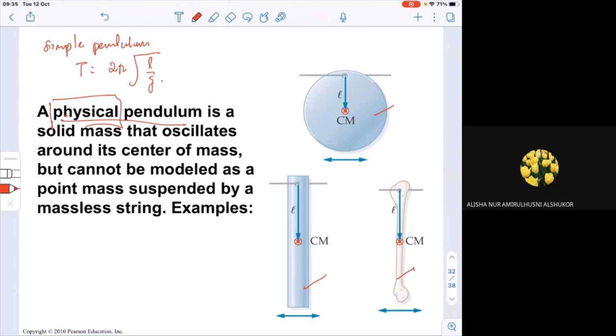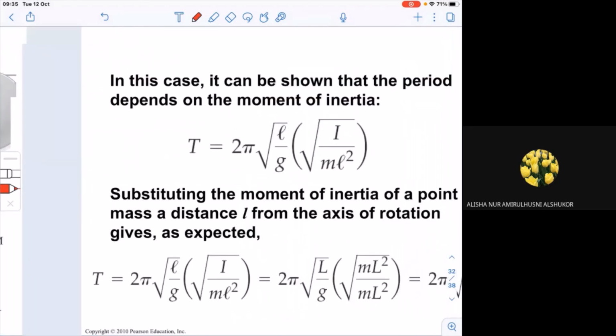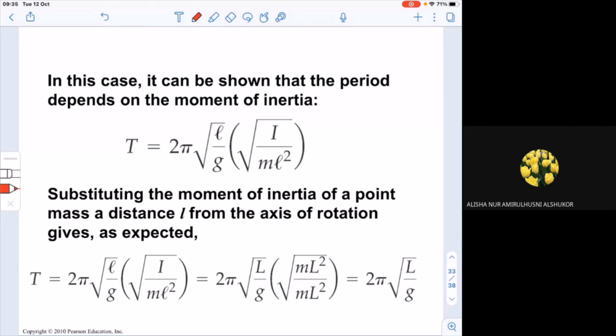If we are using things to hang the mass, using bones or a ruler and not thread as usual, this one is called a physical pendulum. Yes, it's also a pendulum because we can get a period, but it's not a simple pendulum. For a simple pendulum, L over g, the factors that affect the period are length and also gravity. But on this physical pendulum, what factor will affect the period? The answer is this one. In this case, it can be shown that the period depends on the moment of inertia. We have learned about the moment of inertia, but this one is for your understanding only.